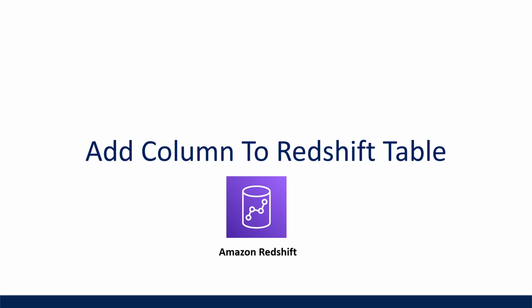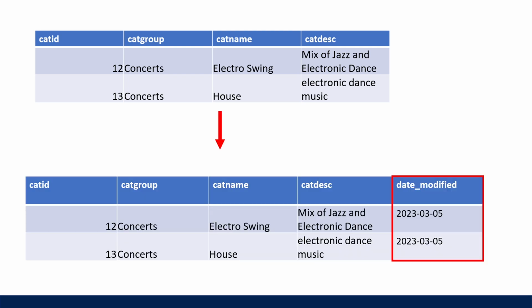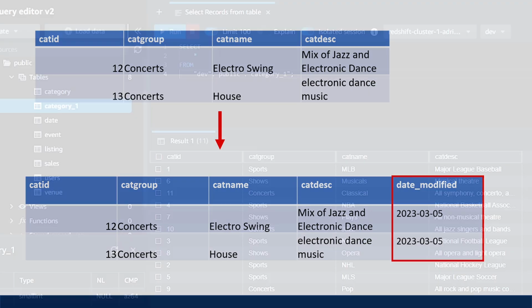This video is about how to add a column to an existing Redshift table, and we're going to be doing this using my category table as an example. So we have an existing category table in my Redshift database, and I'm going to show you how we can add the date modified column to this table.